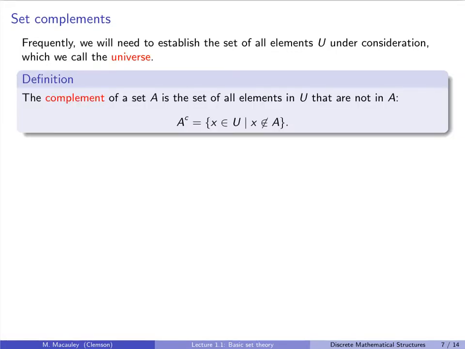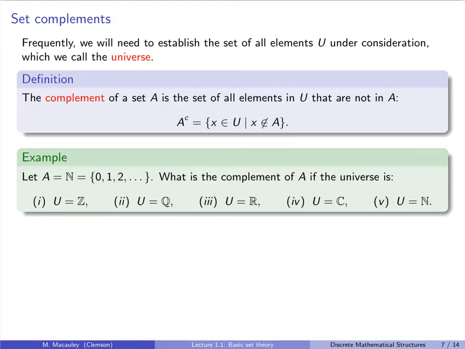Here's our definition. The complement of a set A is the set of all elements in the universe U that are not in A. So we write this as follows: A with a superscript C, which is the set of all x in U such that x is not in A.